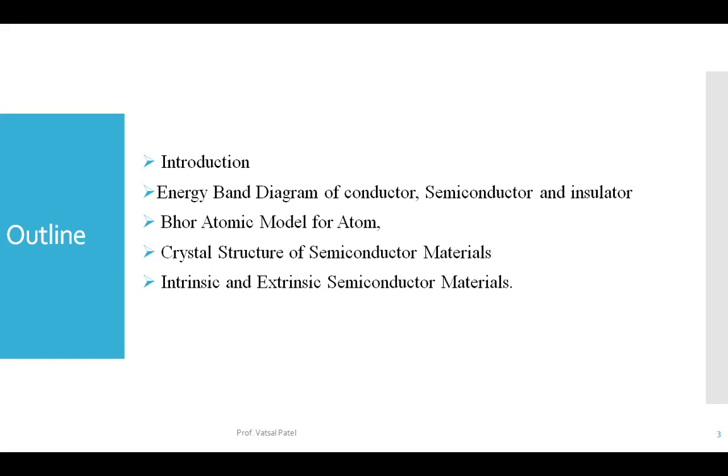Then after we'll start with the energy band diagram, that is, of the conductor, semiconductor and the insulator, so that we'll discuss in detail over here. Then we'll discuss the Bohr atomic model for the atom, the crystal structure of the semiconductor material, and then the intrinsic or extrinsic semiconductor material. So that we will discuss in very much detail.